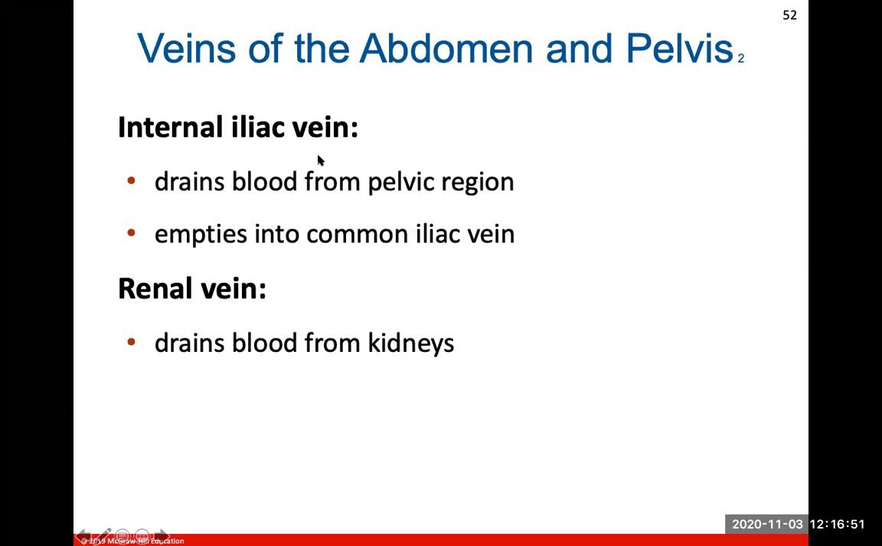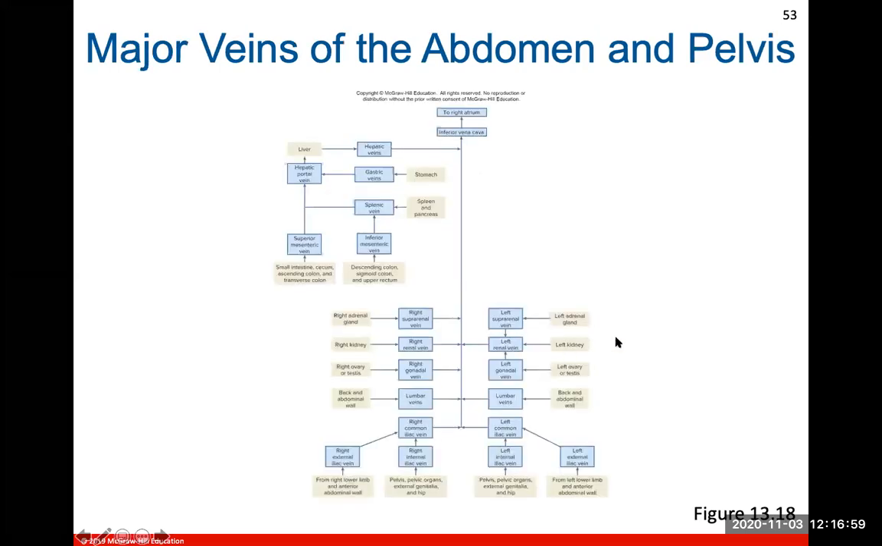And the internal iliac vein drains blood from your pelvic region, so from your bladder and reproductive organs. The renal vein drains blood from your kidneys. So this is showing the blood flowing up the inferior vena cava to get back to the right atrium. And you can see all the branches in order and what they're draining blood from. So again, a good slide to pause and take some time reading through.